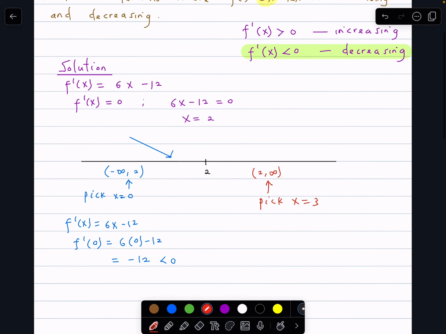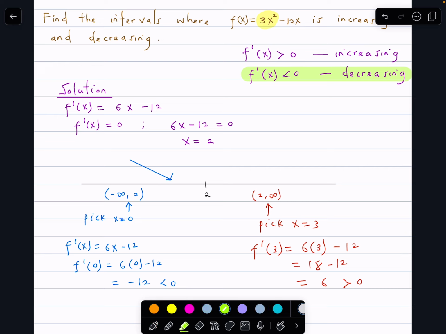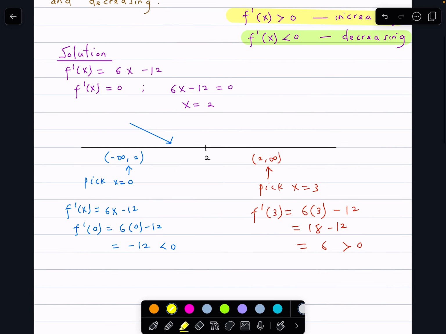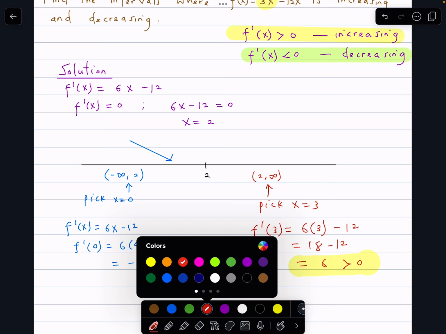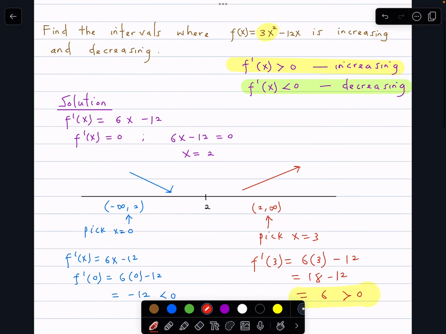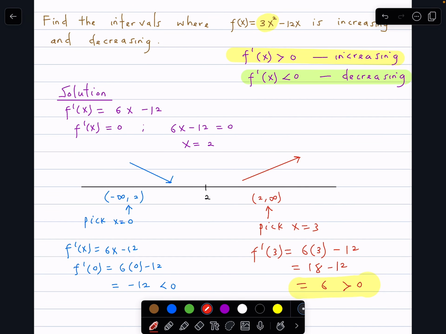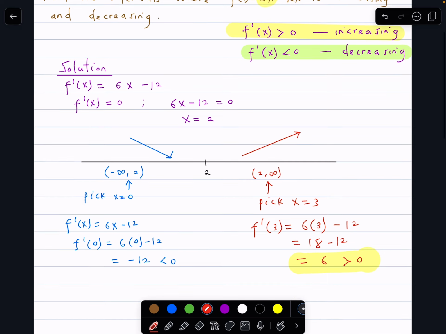So my f prime of x is 6x minus 12. So I'm just going to plug in x equals 3 into the first derivative. So this is going to be 6 times 3 minus 12. 18 minus 12 is 6. 6 is greater than 0. So from what I have up here, if my f prime of x is greater than 0 on that interval, then the function is increasing. So on this interval, the function is increasing, because I picked a number on that interval and I plugged it into the first derivative and I got something that is greater than 0.